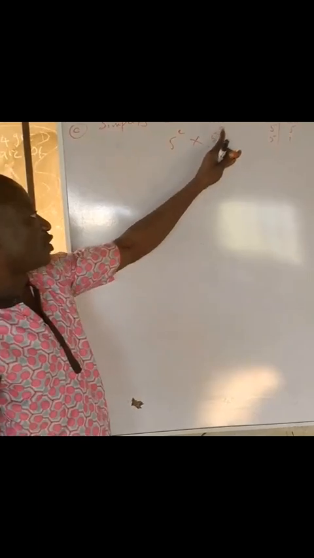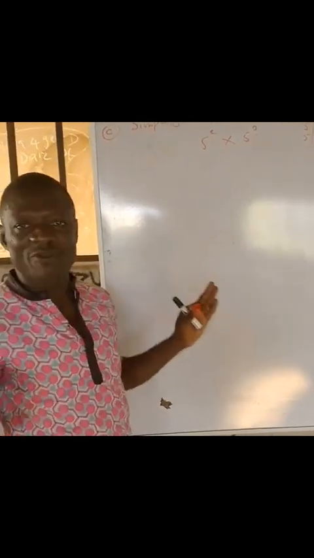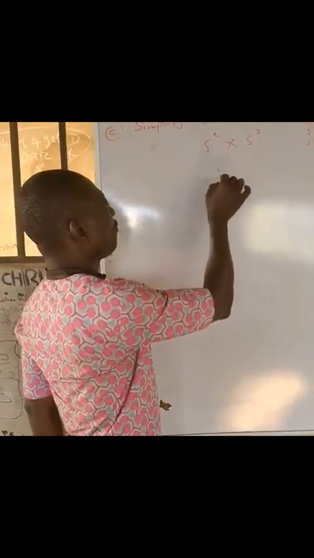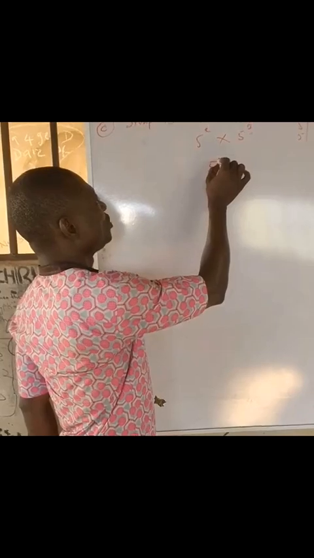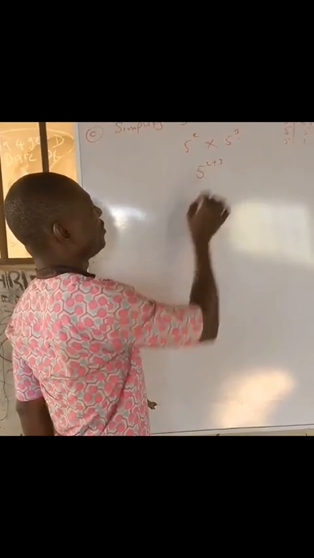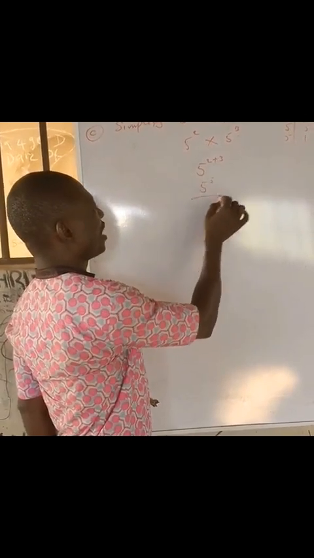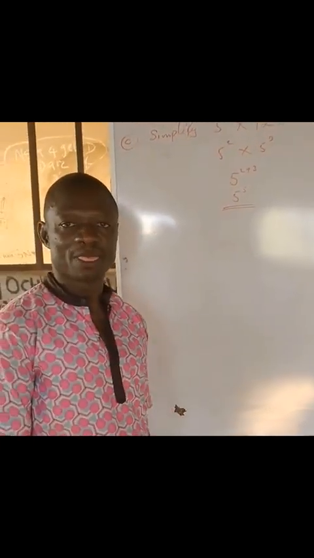Again, we have it at 5 raised to power 3. Now they have been expressed at the same base. And so we can easily pick one base now, 5 raised to power 2 plus 3. And eventually we're going to have 5 raised to power 5 as our last answer. This is the first law of indices.